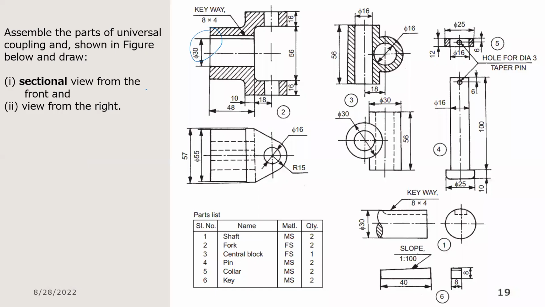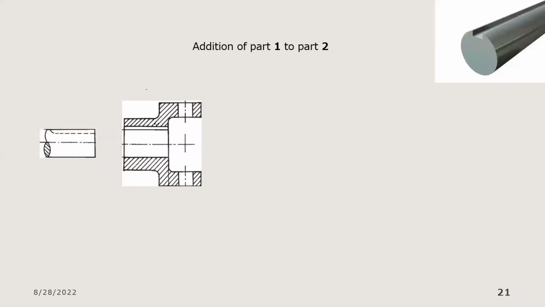These are part 2, and these are part 1. Part 1 is the shaft. Part 2, the fork, we discussed already. Because this dimension matches with this one, part 1 is going to fit right into part 2 from this end. I hope that is clear.